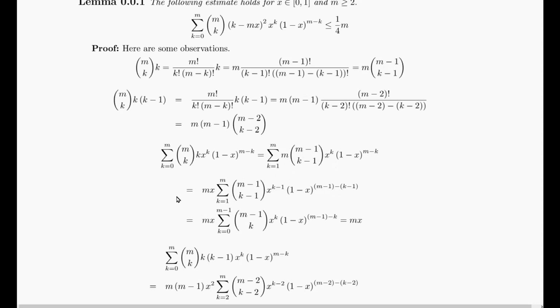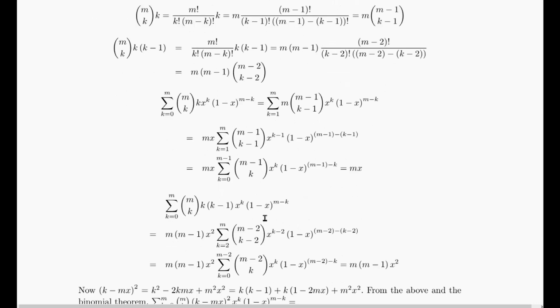Now at this point, I will change the variable of summation. So instead of letting k go from 1 up to m, I will let k go from 0 up to m minus 1. And everywhere I see a k, I will put a k plus 1. So then this whole mess gives me the same sum as this. And now, by the binomial theorem, this is really just 1, because it's x plus 1 minus x raised to the m minus 1 power. So this whole thing reduces to mx.